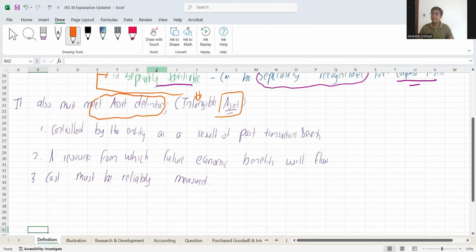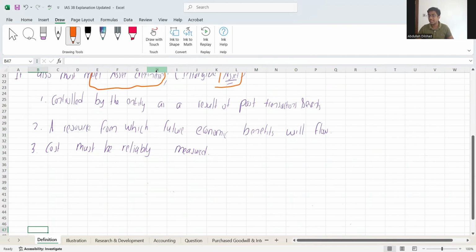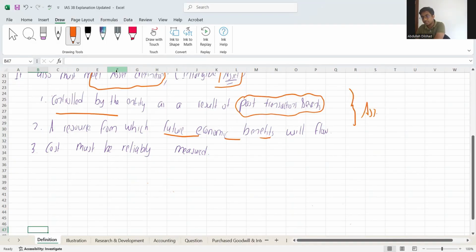In terms of assets, this is nothing new for you all. Assets are always controlled by the entity, controlled by the business. This has arisen due to your past transactions and events. That is your definition of asset. Because of that, you will be getting future economic benefits. So this is the definition of your asset. This is nothing new we have learned.